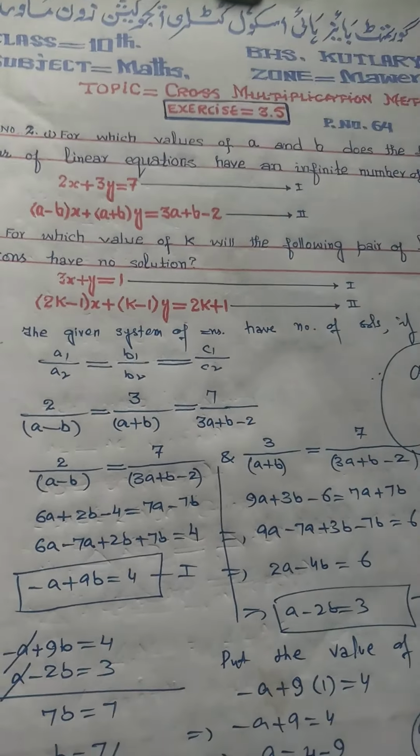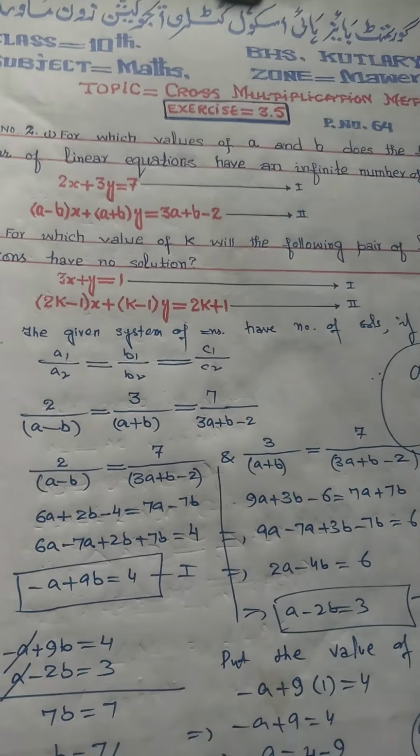Today, my topic is from chapter number 2, and the name of the topic is the cross multiplication method. It is question number 2 from exercise 3.5, page number 64. Today, we are delivering question number 2 and its second part.